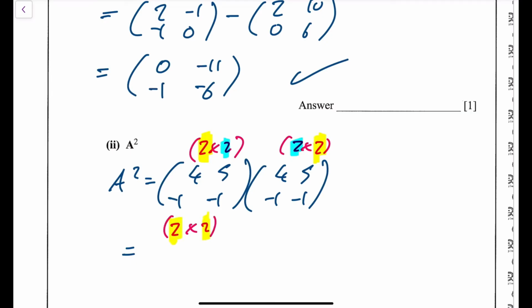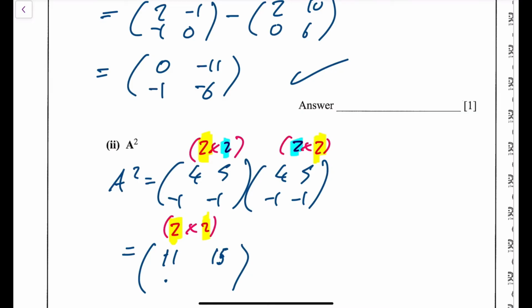Okay, so when you do that, to get your first row, this element here is first row, first column. So I'm multiplying the 4 times the 4 and the 5 times the minus 1. So 4 times 4 is 16, 5 times minus 1 is minus 5, 16 minus 5 is 11. To get this element here, it's first row, second column. So the first row times the second column. So 4 times 5 is 20, and 5 times minus 1 is minus 5. 20 minus 5 is 15.